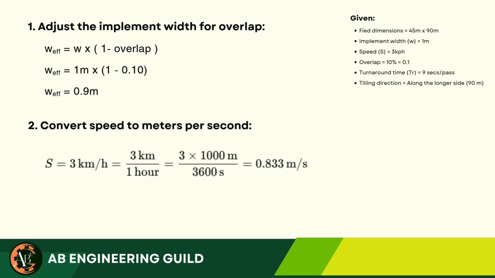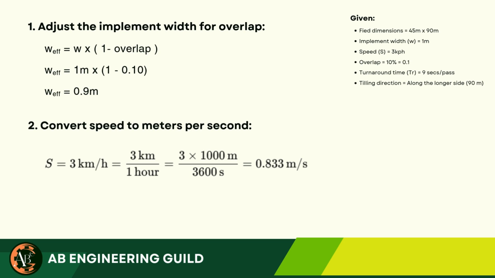Now let's solve this step by step. First, we adjust the implement width. Although the blade is 1 meter wide, there's a 10% overlap. So we multiply 1 meter by (1 minus 0.1), which gives us 0.9 meters. If there were no overlap, the full 1 meter would be used, but that could leave gaps in the soil.